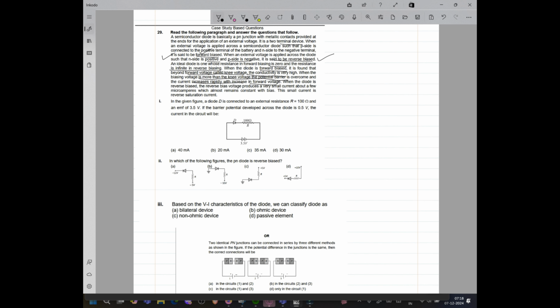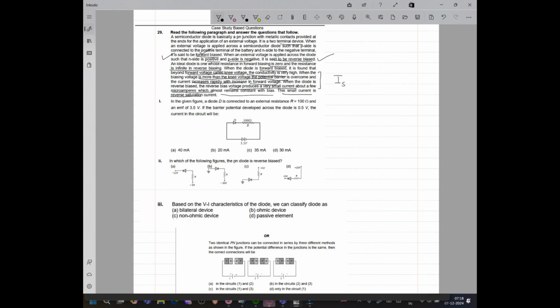Exactly. So, okay, when the diode is reverse biased, the reverse bias voltage produces a very small current, about a few microamperes, which remains almost constant with voltage. So this is the IV characteristic of the diode being described in reverse bias. This small current is the reverse saturation current. You know, it is represented as IS. So IV characteristics of diodes are very, very important to understand. You can go and watch my live class on semiconductors to learn about IV characteristics.